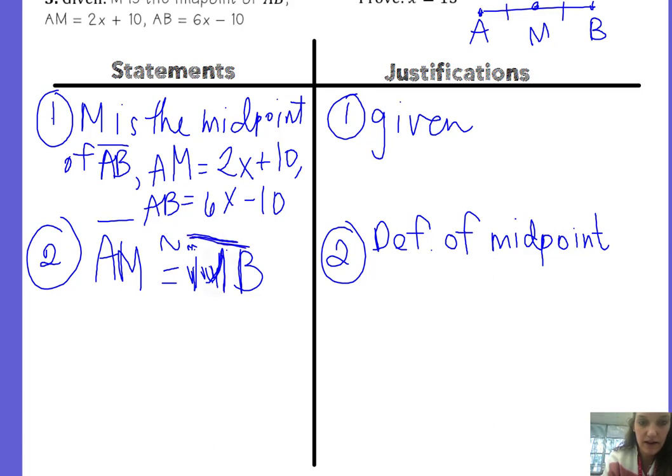Sorry, that's supposed to be an M. I don't know why it won't draw a line there.